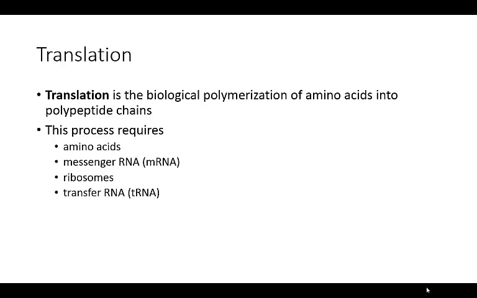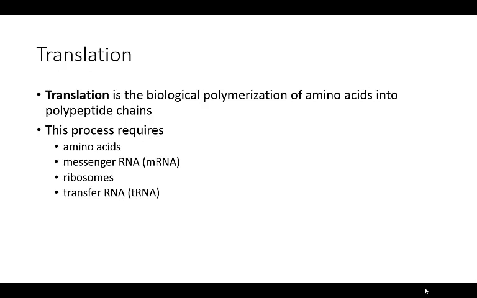Just to continue from last week and refresh your memory, translation is where we take the mRNA sequence and turn it into something useful for the cell. In this case, it's proteins, or a series of amino acids. Translation is where we take many different amino acids and polymerize them, or put them together, into polypeptide chains. Remember, this is just a long chain of amino acids.